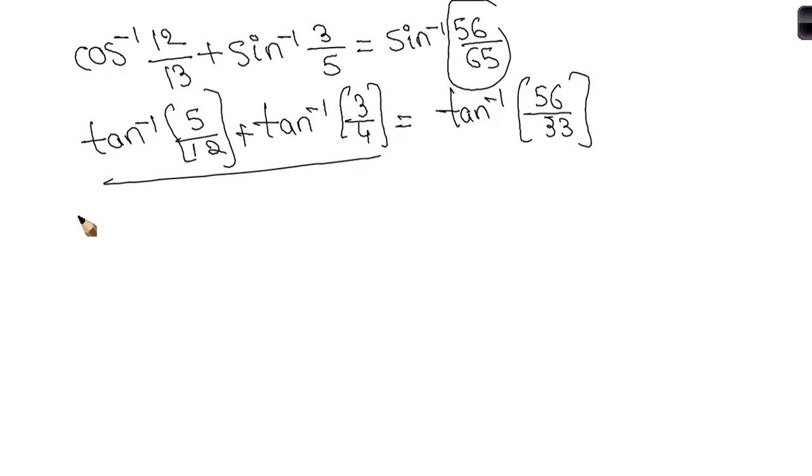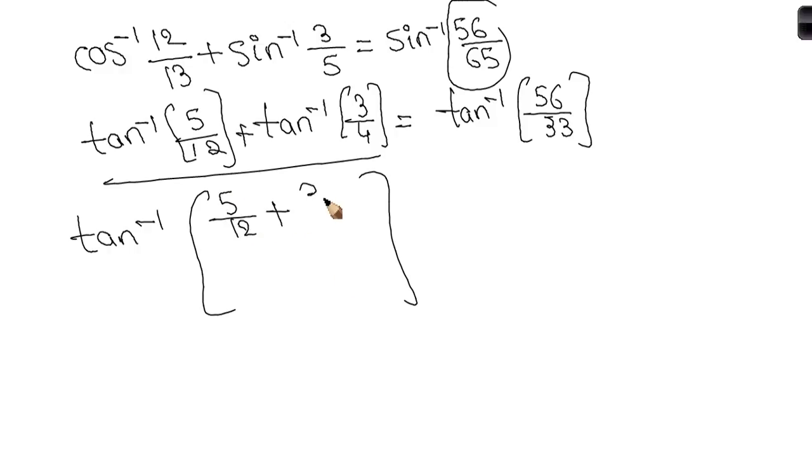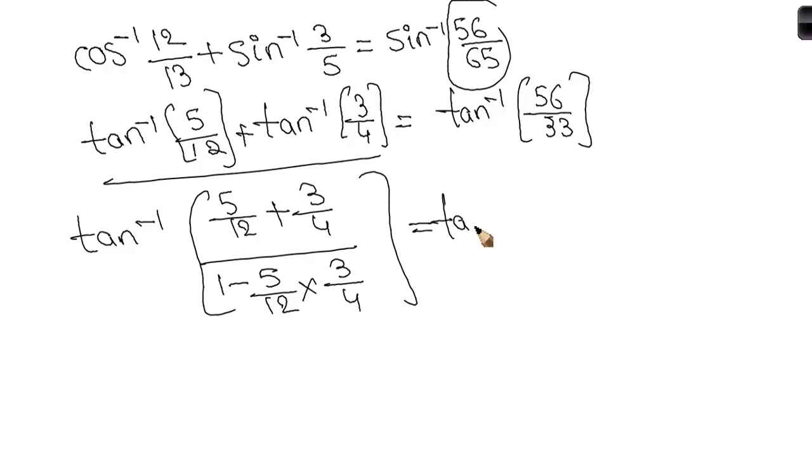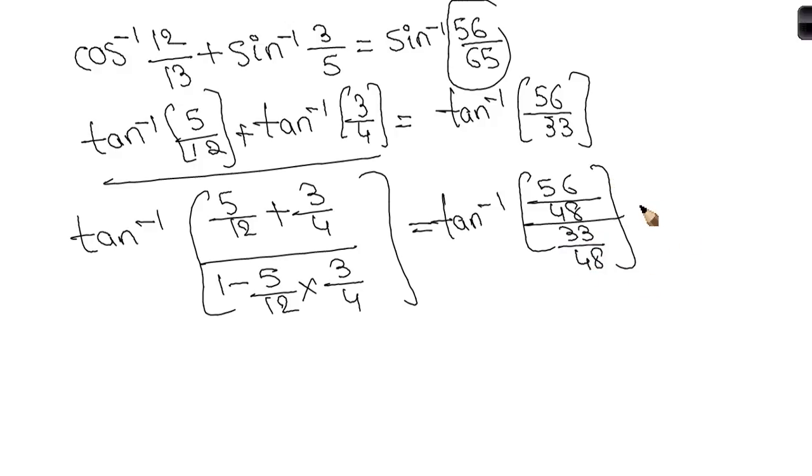What is tan inverse of x plus tan inverse of y? Tan inverse of x plus y upon 1 minus xy. So 5 upon 12 plus 3 upon 4 upon 1 minus 5 upon 12 into 3 upon 4. So that is tan inverse of 20 plus 36, that is 56 upon 48, upon 48 minus 15, that is 33 upon 48. So that is tan inverse of 56 upon 33. This would be the answer.